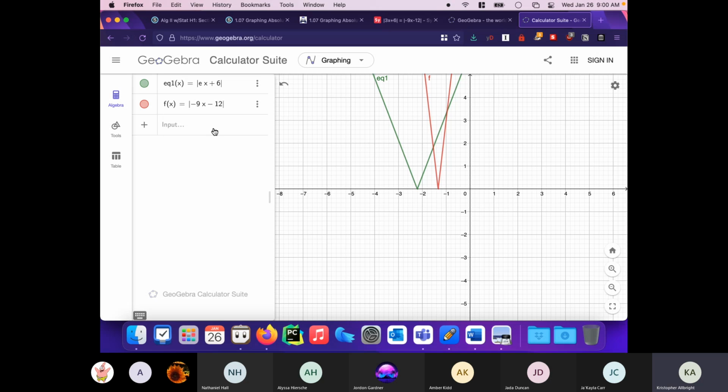Like, you can type ABS. ABS is a shortcut for absolute value in a lot of cases. You can just type in 3x plus 6. All right, okay. Now click on the bottom one. Now type in the second part.